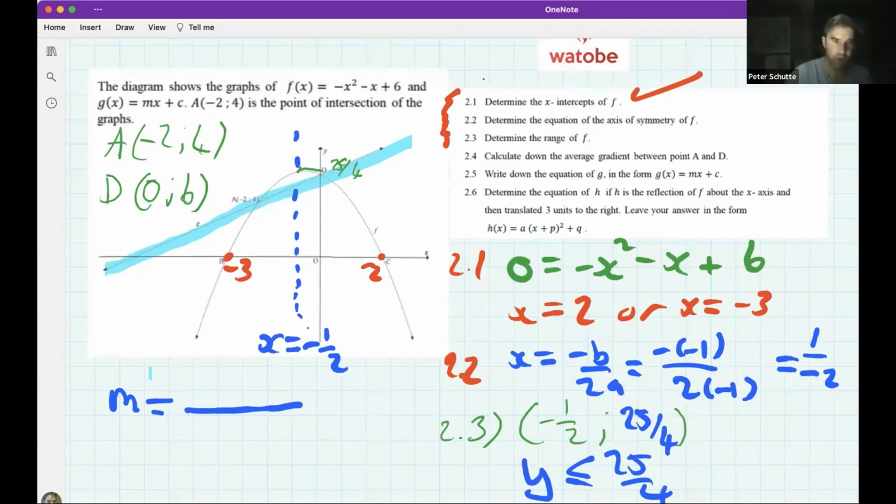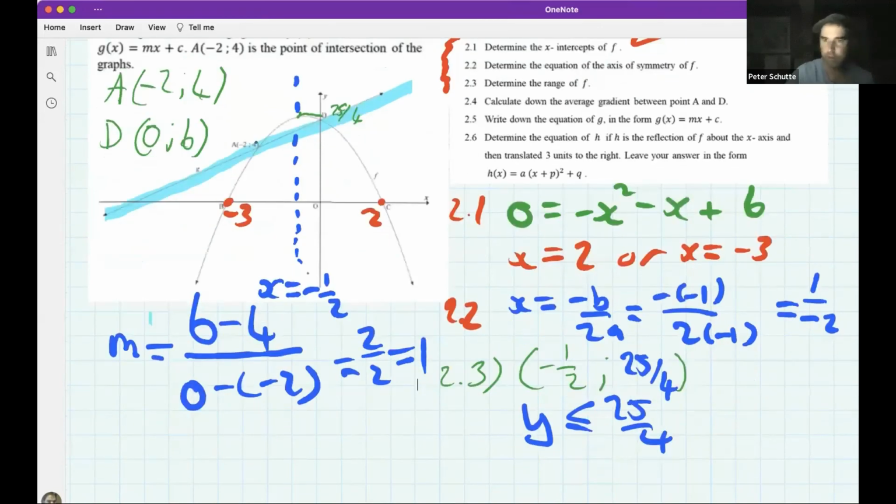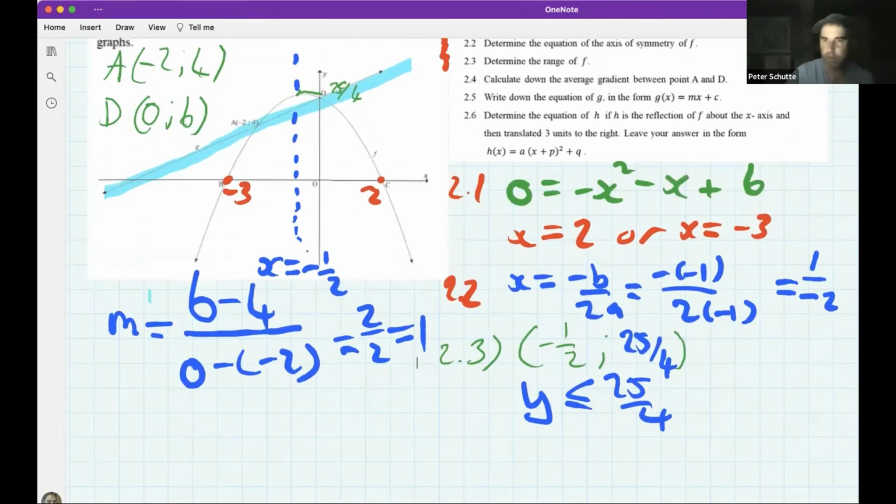Okay, so what the gradients are going to be, it's good to go back and see so often how to do it. So 6 minus 4 over 0 minus minus 2. So 2 over 2, which is 1. The gradient is 1. I think Kelani has a question for us. Kelani, go ahead and ask your question.